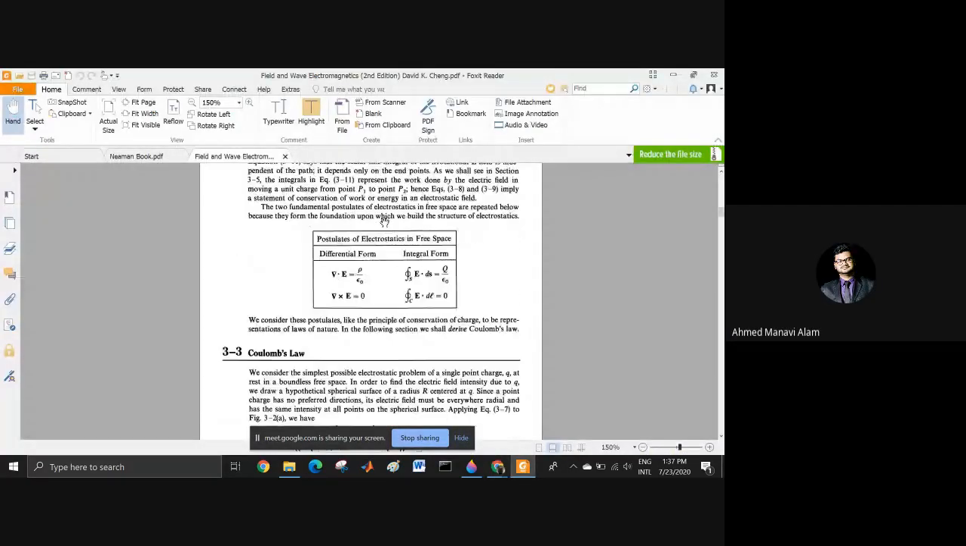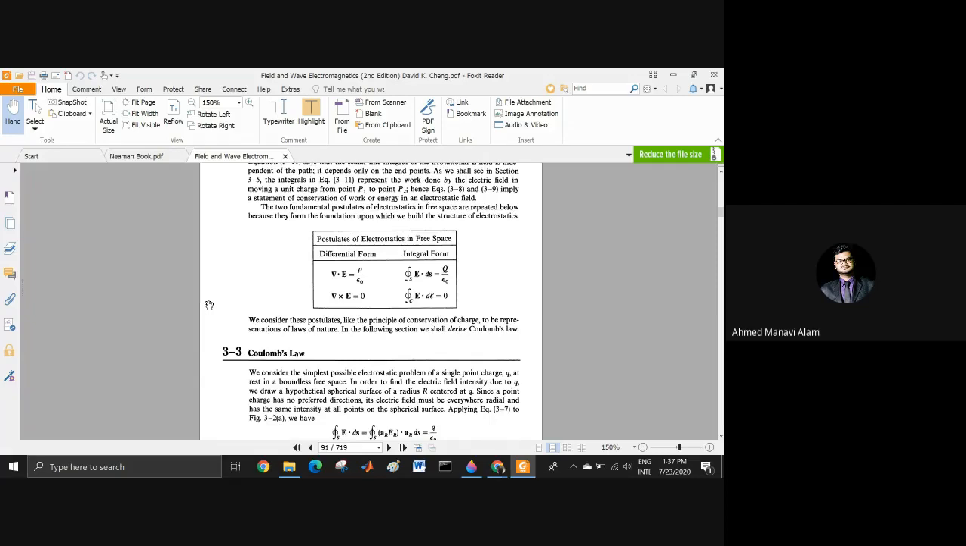আচ্ছা. In the previous class, we have covered the postulates of electrostatics in free space. There was one differential form, there was one integral form. Now, we will try to build up on these two formulas and see what we can actually find today.